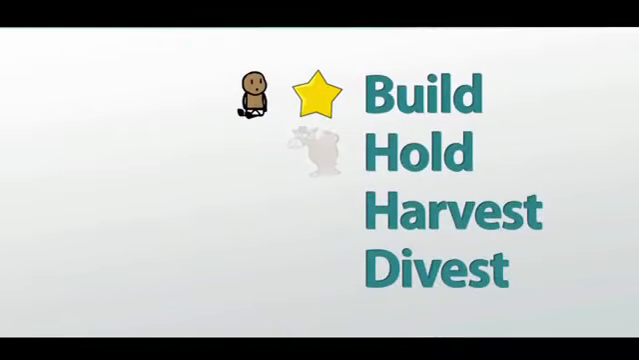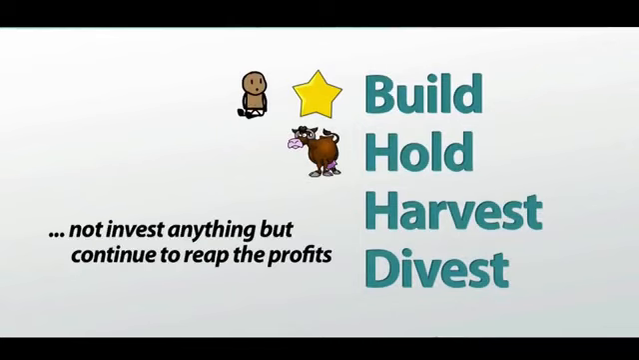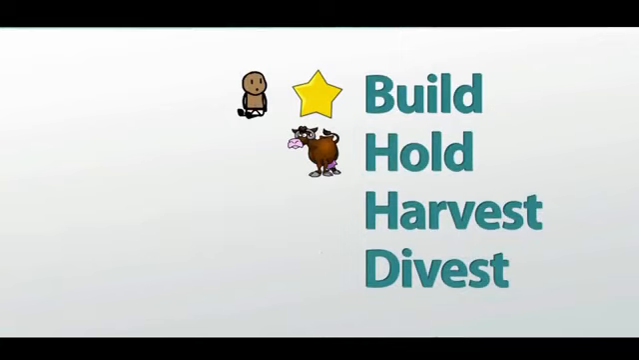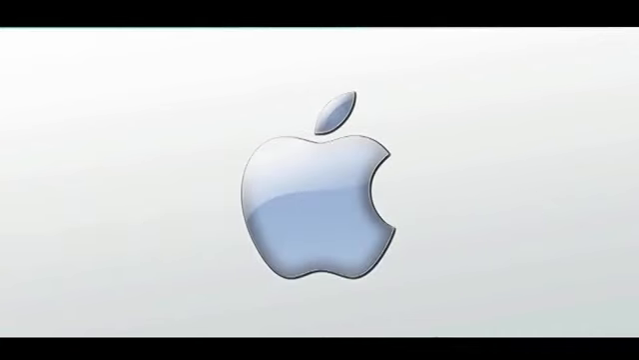If an SBU is a profitable cash cow, then the choice would be to hold and not invest anything but continue to reap the profits. A great example of this hold strategy is any of Apple's products, which continue to sell strongly with little input.